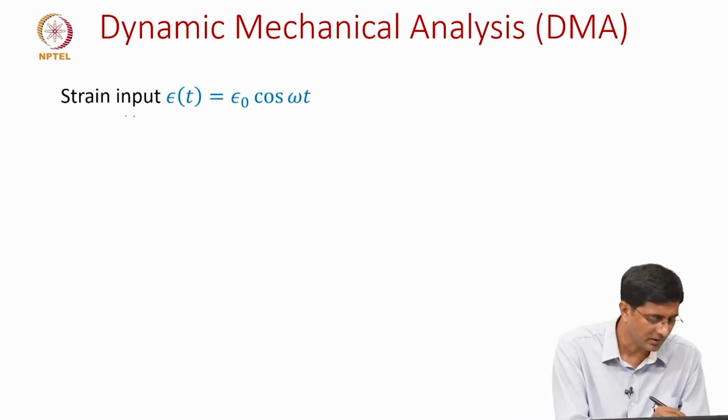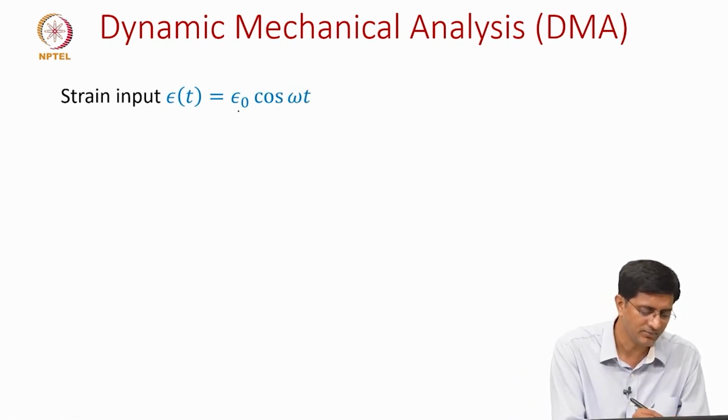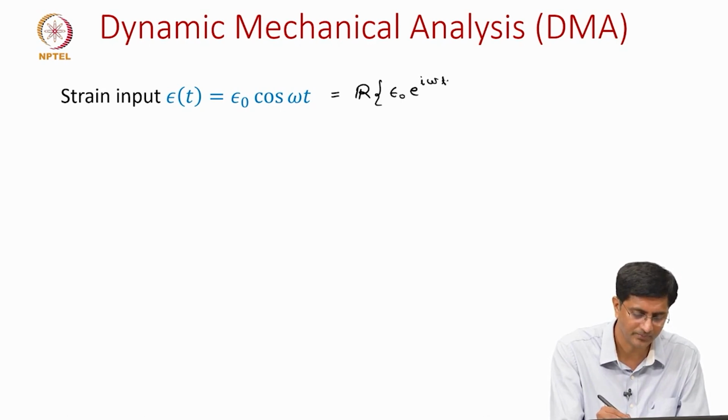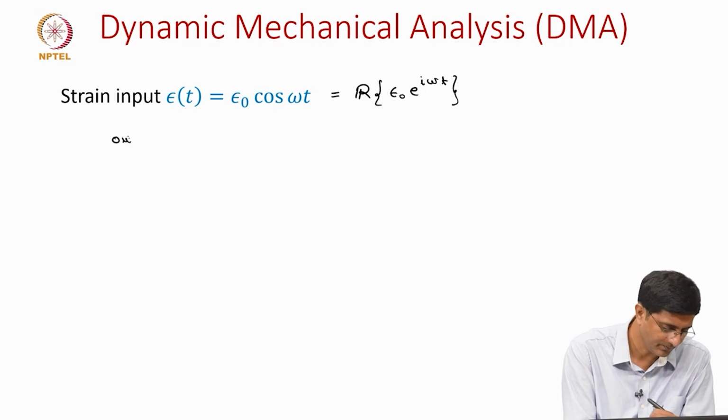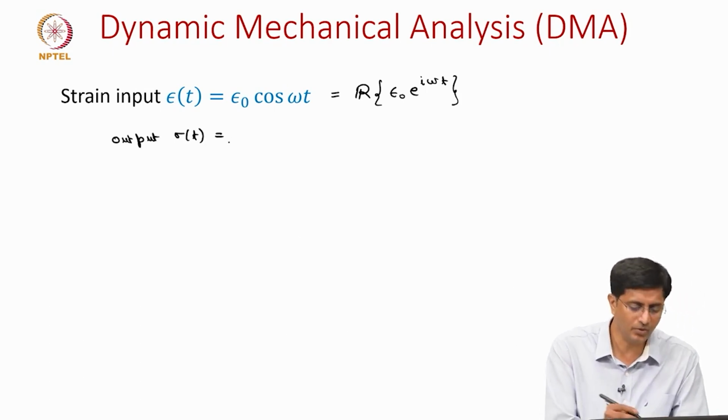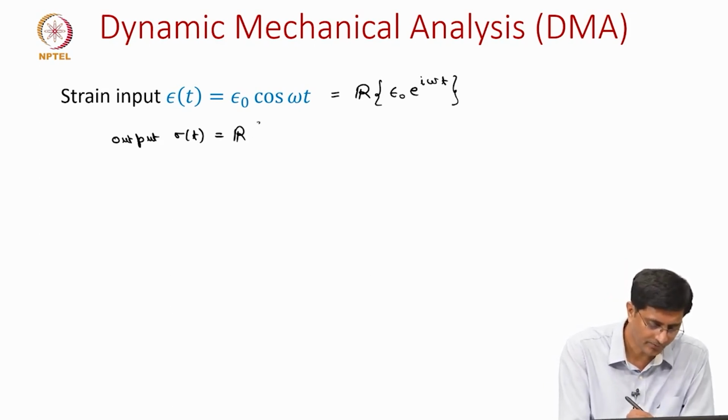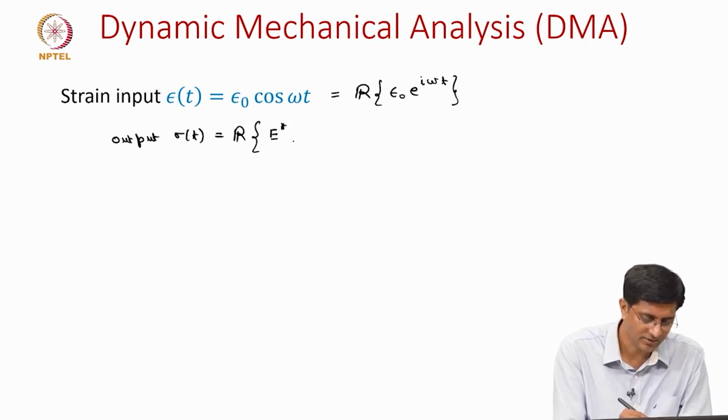So here we said the strain input epsilon of t is epsilon naught times cos omega t. So from our previous discussions we know this is the real part of epsilon naught times e power i omega t. Now to find the output stress, we simply need to look at the real part of the complex modulus E star times the strain. Strain is epsilon naught times e power i omega t.